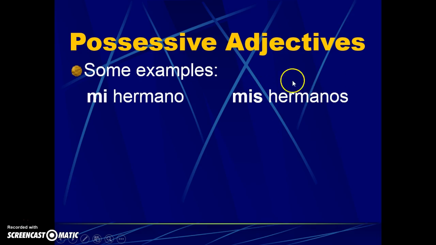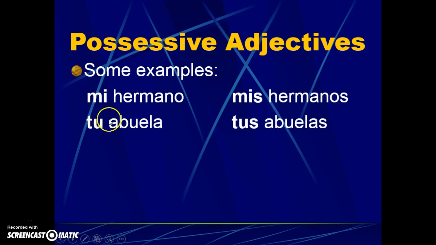So they have to match, just like the nouns and the adjectives, right? These are possessive adjectives, so same thing applies. So again, even though mi and mis mean my, depending on the noun that follows, it has to match. Same here. Tu abuela, your grandmother. Tus abuelas, your grandmothers. So again, both tu and tus mean your, but depending on the noun that follows, it has to match.